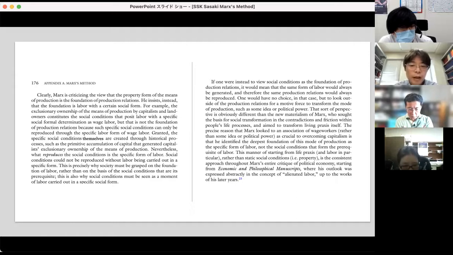Social condition could not be reproduced without labor being carried out in a specific form. This is precisely why society must be grasped on the foundation of labor, rather than on the basis of the social conditions that are its prerequisite. This is also why social condition must be seen as a moment of labor carried out in specific social form.